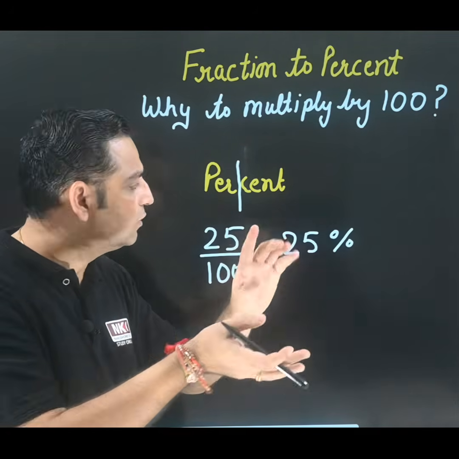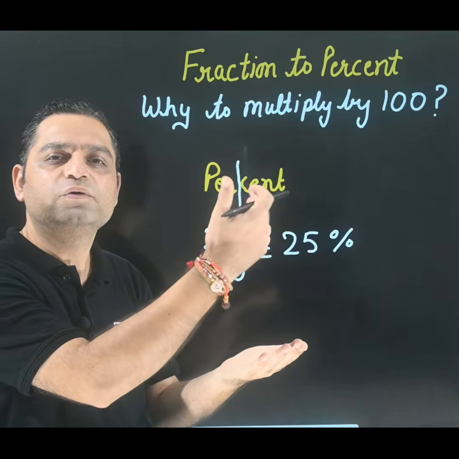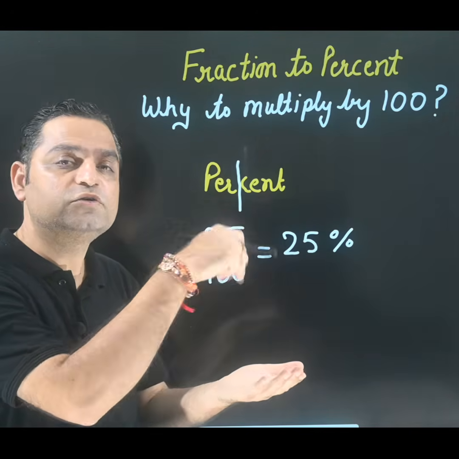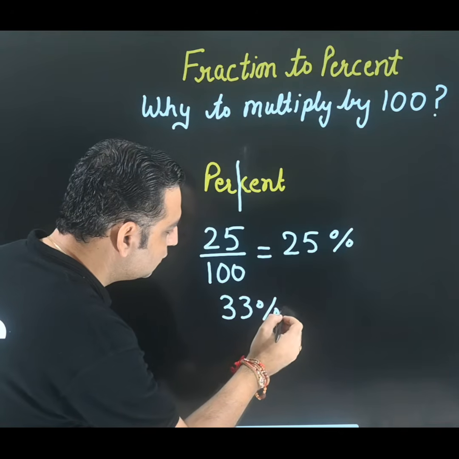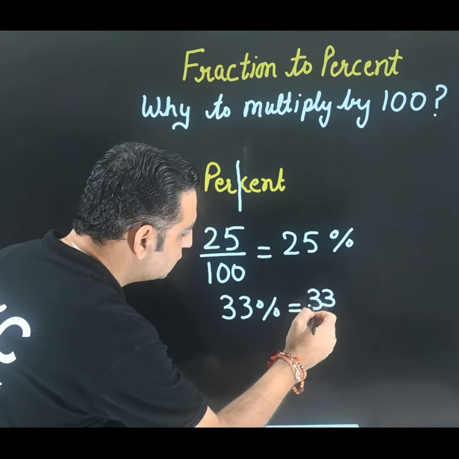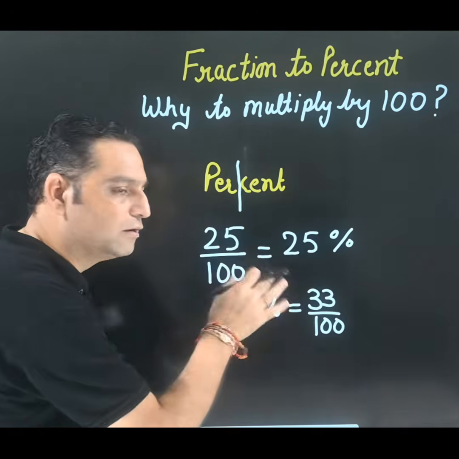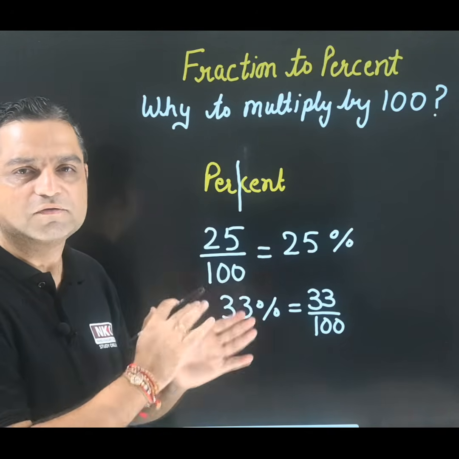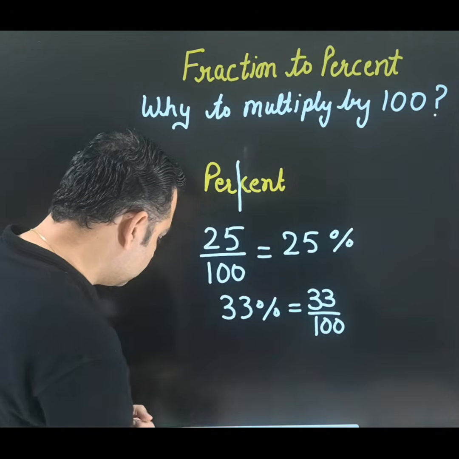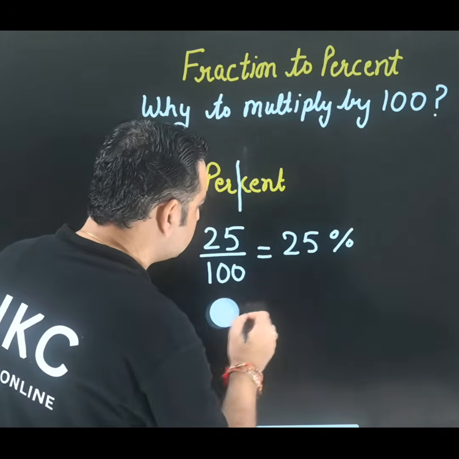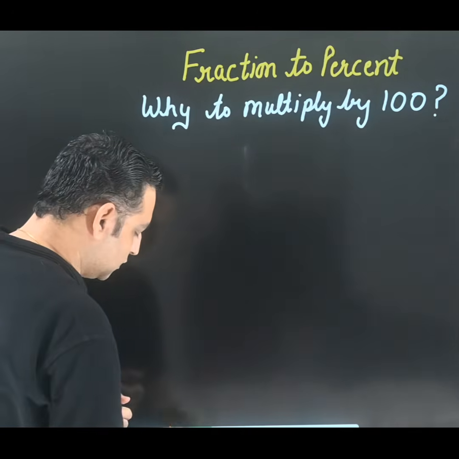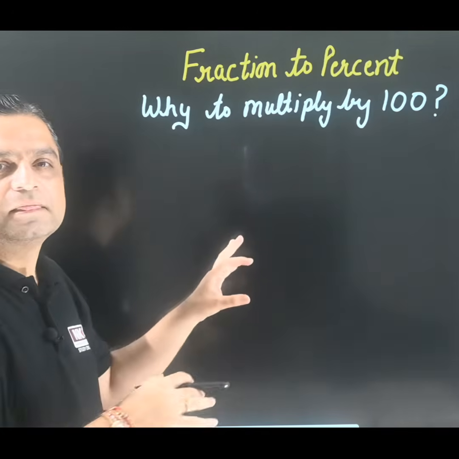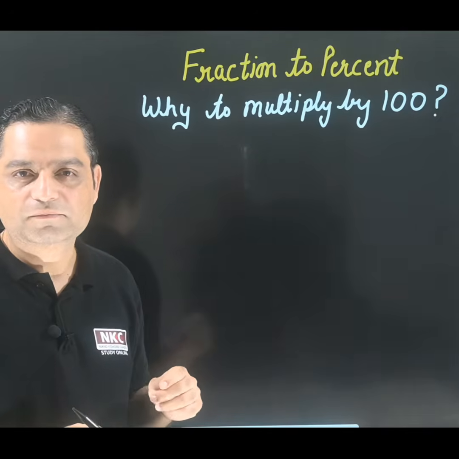That is why the reverse is also done. If you get a question to convert percent to fraction, we just say that if 33% is there and you want to convert it into fraction, just write 33 upon 100. It's a very common way of doing it. Now, the question still remains the same. Why do we multiply by 100 to convert into percent? This was just an introduction, it was required.